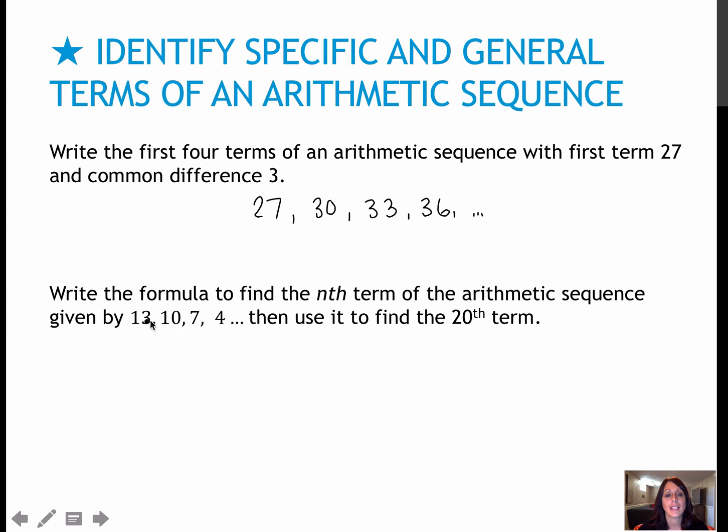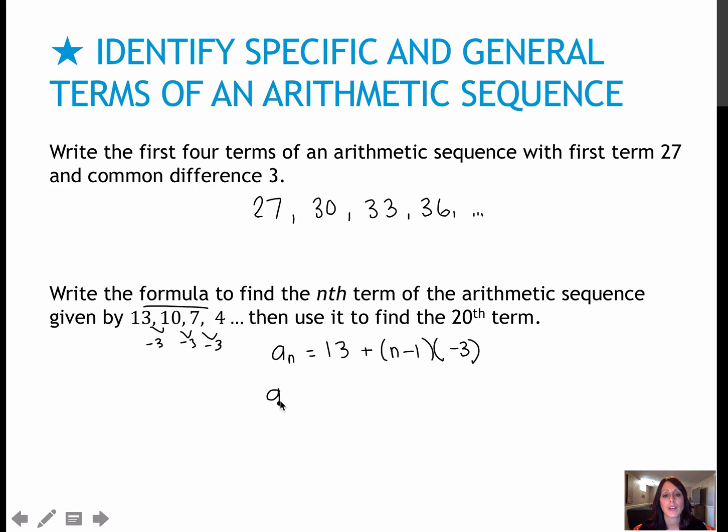So looking at these values, I can see that I'm subtracting 3 each time. So remember what that function was, a sub n equals the first term, which is 13, and then plus n minus 1 times the common difference, which is negative 3. So that's my function. You don't have to distribute this out. It doesn't really make sense to do that. So this would be the formula.